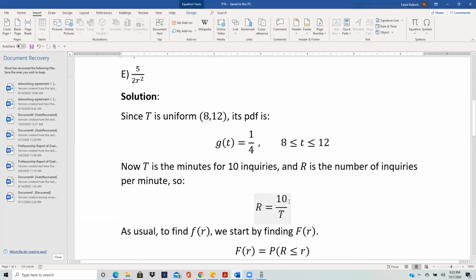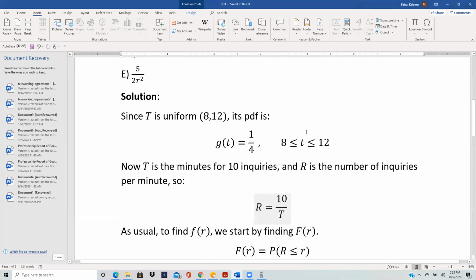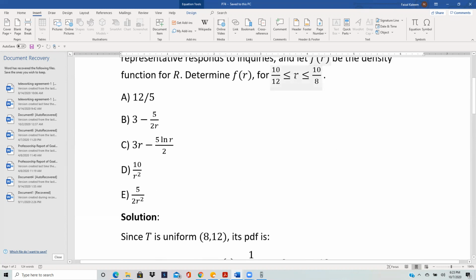And now as far as the significance of these kind of ranges is concerned, they just match up with what we are given for the original variable. So T goes from 8 to 12. So you can see that when T is 8, the R will be 10 over 8. And when T is 12, the R will be 10 over 12. But since 10 over 12 is smaller, for the R we write 10 over 12 to 10 over 8.